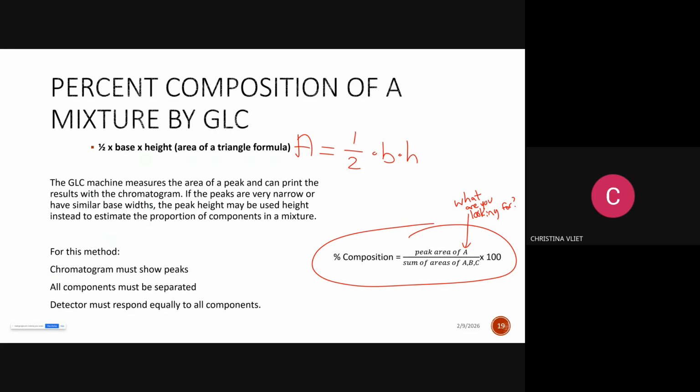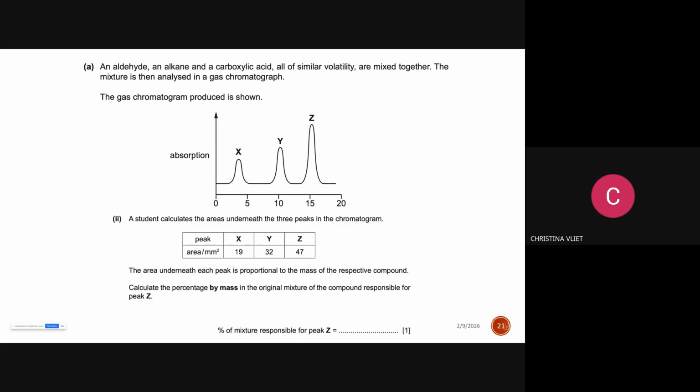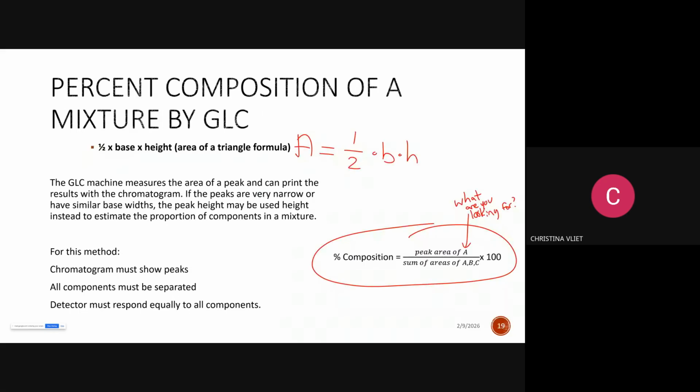Now, I've never seen a question, but that doesn't mean there can't be, where they ask you to determine the areas by measuring yourself. All the questions that I've ever seen look like what you're about to see, where they give you the areas already, and then you have to use this information to calculate the values. But this formula, you definitely want to memorize.